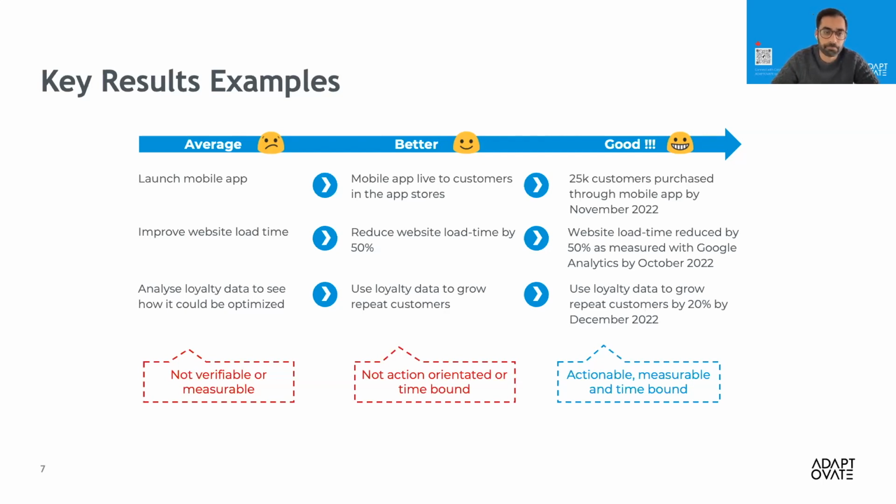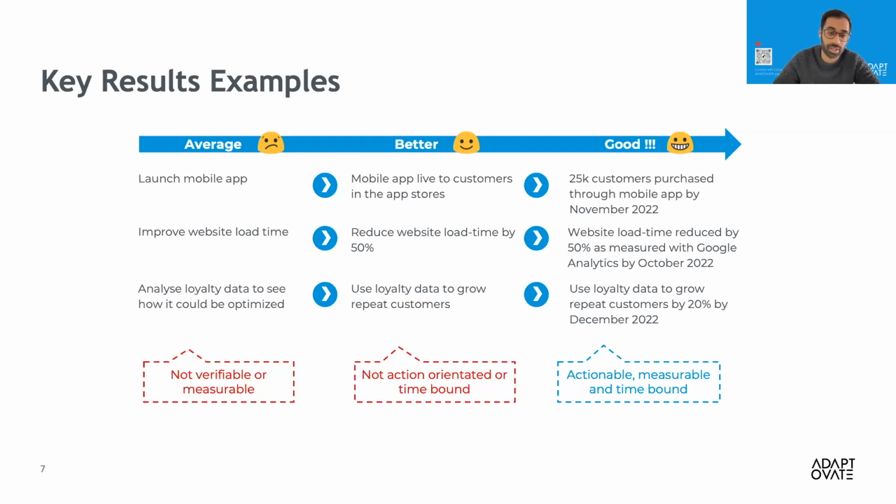But if you move through the chain and you look at a better key result, the mobile app is available to customers. Great. But so what? You ask the question, why? Why is that important? Because it doesn't mean that you're buying anything. And then you take it one step further and you say the outcome of having the mobile app available to customers on the app stores enables them to purchase through said mobile app.